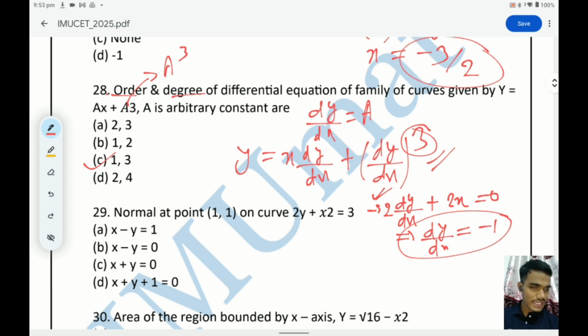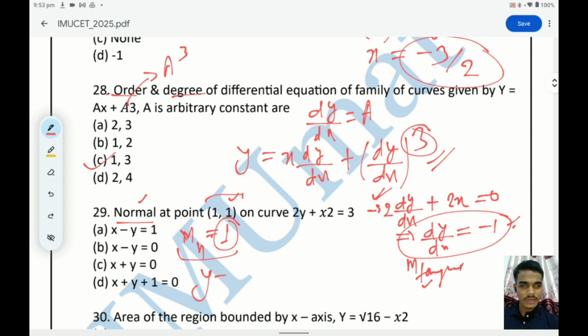That is the slope of the tangent, okay. The question is about the normal, and we know that the product of the slope of the normal and the slope of the tangent is always minus 1. Therefore the slope of the normal will be 1. It is 1 and it is minus 1, therefore the product will be minus 1, okay. So now we can find the equation of the normal using this formula and this slope, that is y minus y1, where y1 is 1 here, equals slope 1 times x minus x1, where x1 is also 1. If we solve it, we will get x minus y is equal to 0. So option B will be the correct answer, okay.